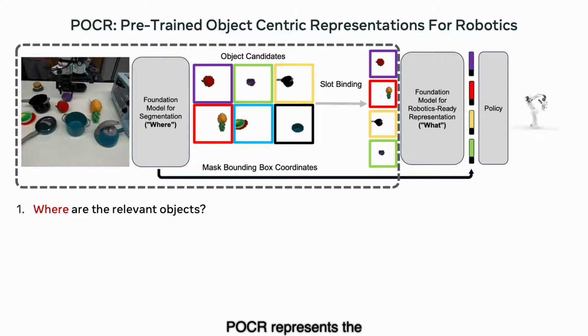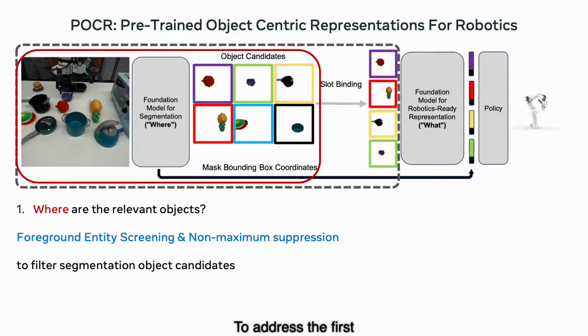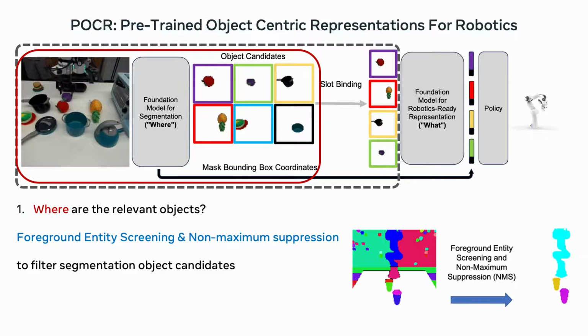First, POCR represents the location of each object. Pre-trained segmentation models are known to suffer from over-segmentation of irrelevant background and overlapping objects, as well as temporal inconsistency throughout a video. To address the first issue, we use foreground entity screening and non-segment suppression to filter over-segmentation of the scene. Here on the left, we see that in the raw output of a general-purpose segmentation model, there are numerous overlapping and background masks. On the right, we see that after our procedure, irrelevant over-segmentations are removed.